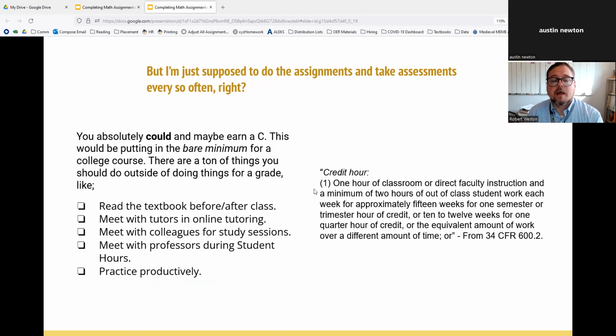I will also say hybrid classes are a little bit different, right? They only meet less than the credit hours, and yet there's additional time that's expected students are supposed to spend there. So this kind of like 2 hours outside of class for every 1 hour in class, that changes with hybrid because you are expected to do some of that instruction outside of class.